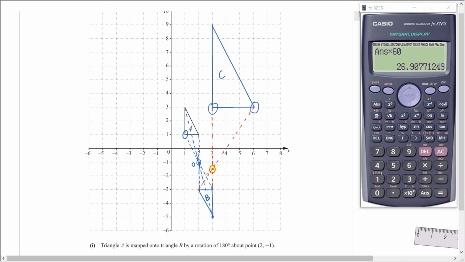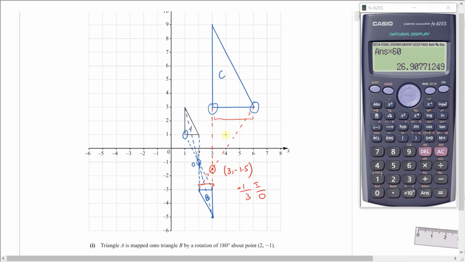So this point is 3 and minus 1.5. And for the scale factor, you can simply divide the length in the image. So this length is 1. This length here is 1. And this corresponding length in triangle C is 3. So this is image over object. So your scale factor is 1 by 3, and it will be negative 1 by 3 because the negative sign comes from the position of the image. So the image is on the other side of this center of enlargement.